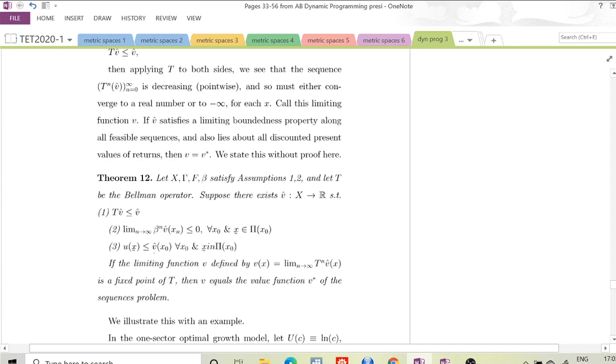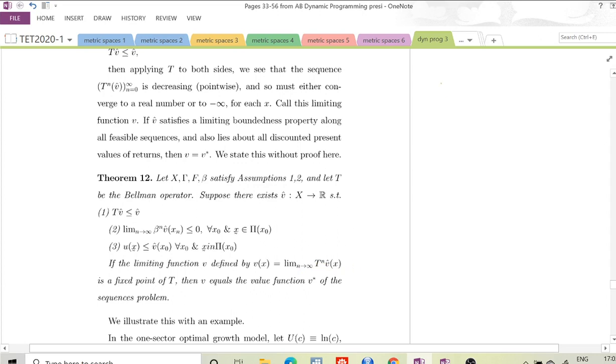Okay. And in addition, for this value-like function, starting at any x naught, for all feasible sequences, the discounted present value of the sequences problem is less than or equal to v hat of x naught. So if these three assumptions are satisfied, then it's easy to see that there is a limiting function v of x that we get by repeatedly applying T to this value-like function v hat. And the theorem says that this is a fixed point, and this function v is actually the value function of the sequences problem, right?